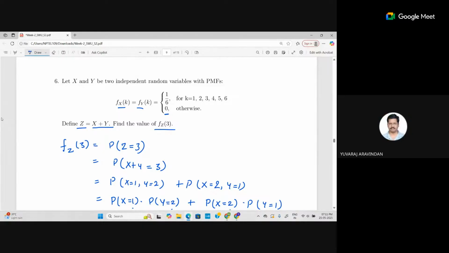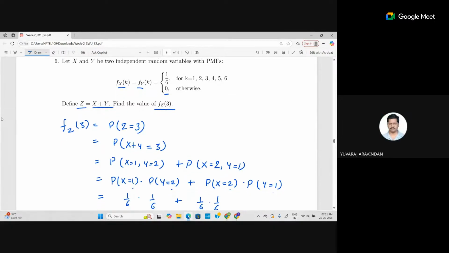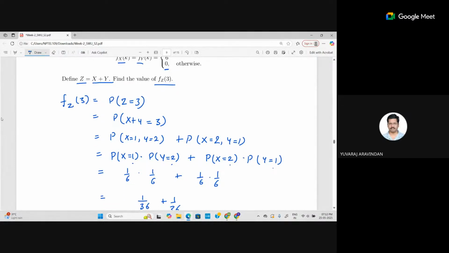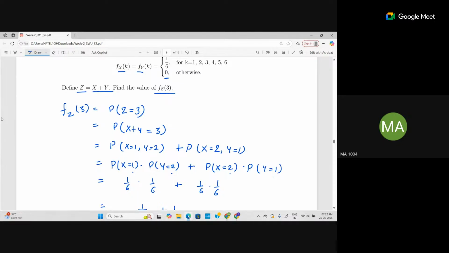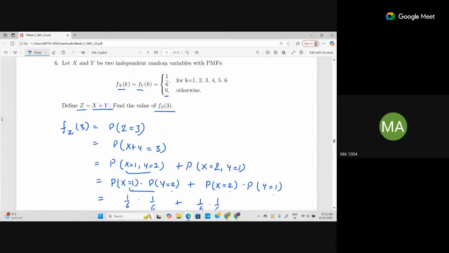Here, by finding the joint PMF, P of x equal to 1 and y equal to 2, we are considering these as two independent marginals, so we are taking the product of the marginals. But somewhere, for some other scenario, we are adding, right? Earlier you mentioned we are adding. See, why have I written this joint as the product of marginals? Because x and y are independent.